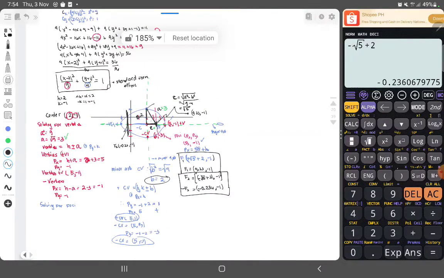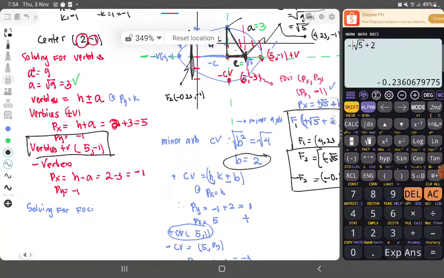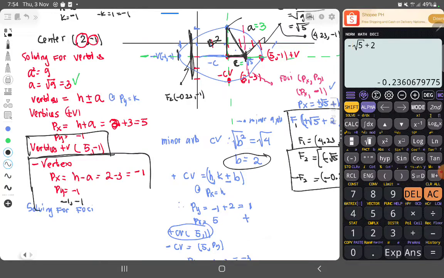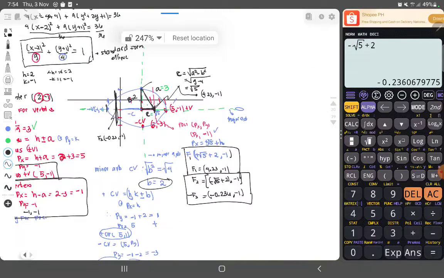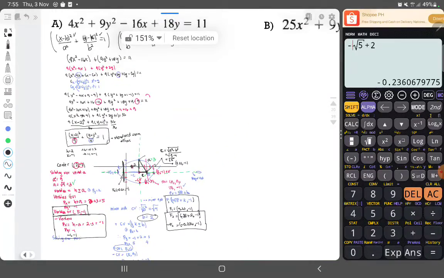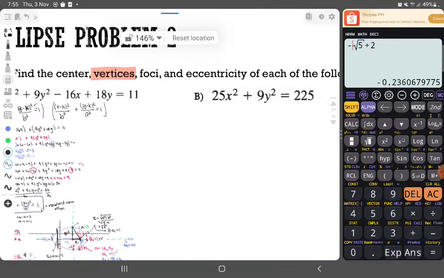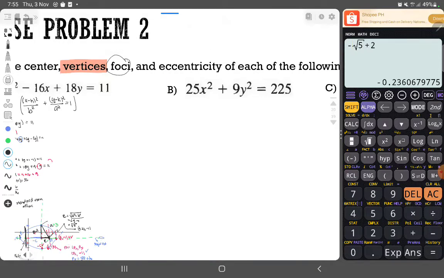So we already have our center, we have our vertices, the positive vertex and the negative vertex. Our negative vertex is basically equal to negative 1, negative 1, and then another vertex is at 5, negative 1. Next, we already have our foci.